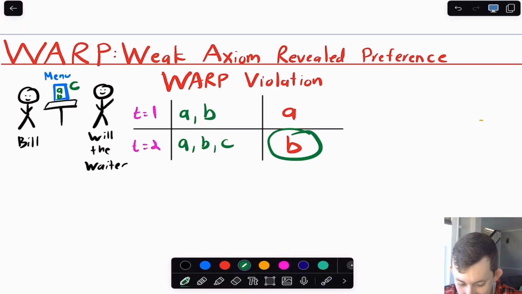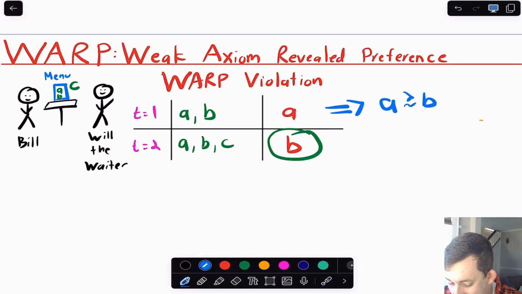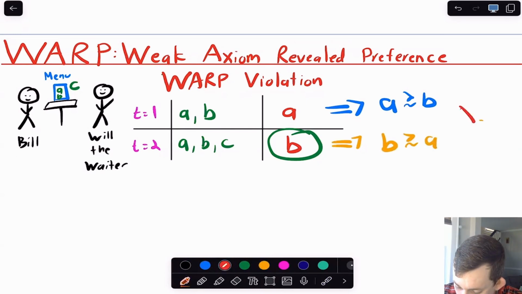And you're like, I've seen this happen in restaurants, but it doesn't seem rational. It seems sort of weird. And here's why it's weird. When you made the first choice, when you picked A, when you had options A or B, you basically said, well, A is weakly preferred to B. If you recall preference relations, you chose A over B. And then when you had 3 options, A, B, and C, you chose B. And this basically said that B is weakly preferred to A, which is weird.